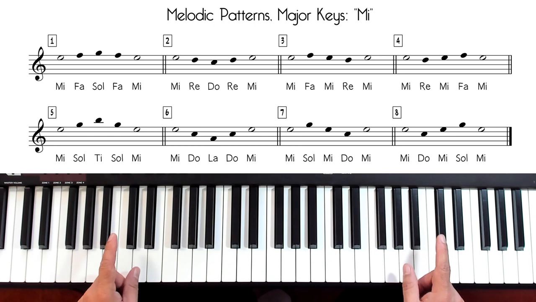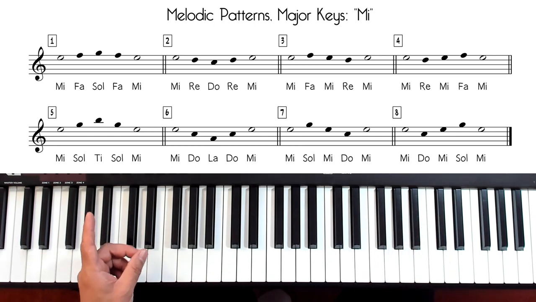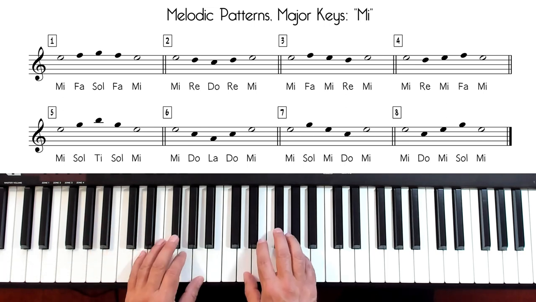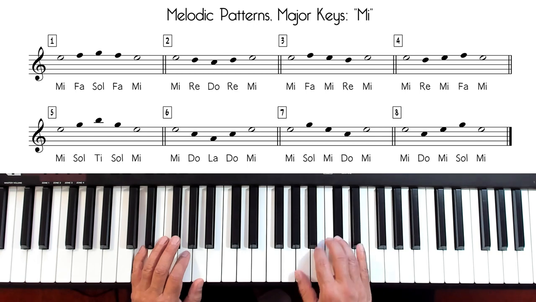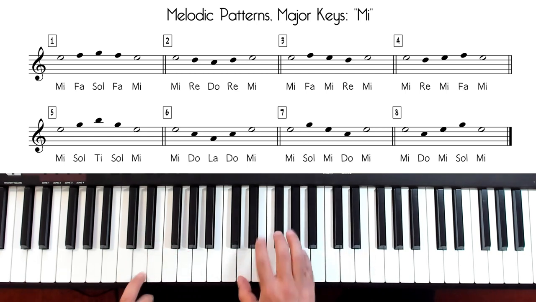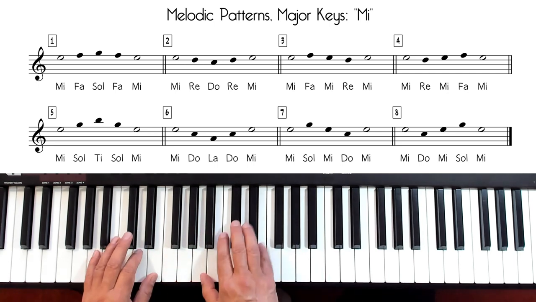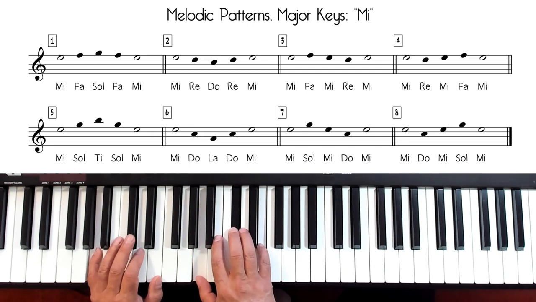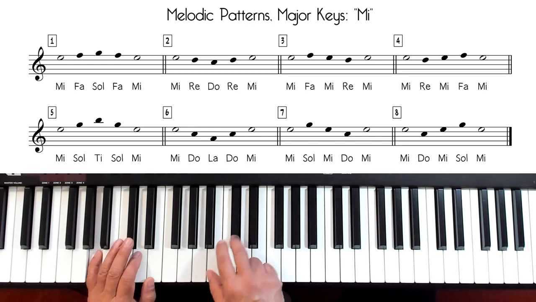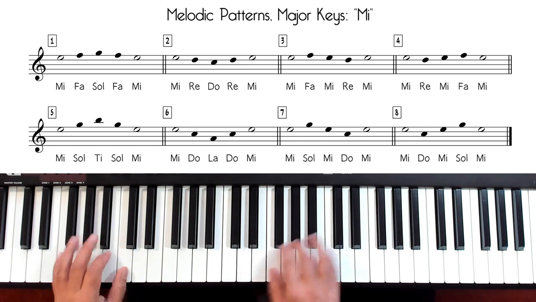We're going to go to the next four, which are movement by diatonic thirds. So let's go to number five: Mi, Sol, Ti, Sol, Mi. Let's go to the key of D. Mi, Sol, Ti, Sol, Mi. And let's move on to number six. Let's go to the key of A. Mi, Do, La, Do, Mi. And let's move on, let's go to F.